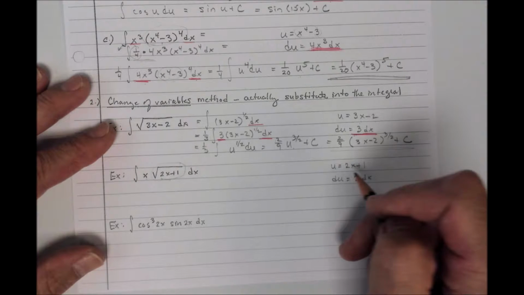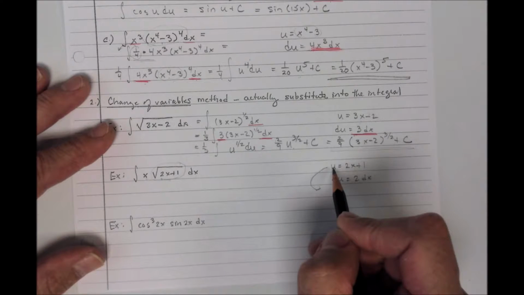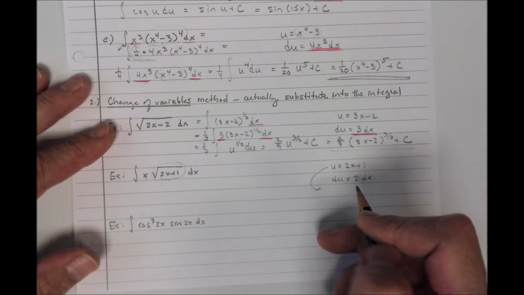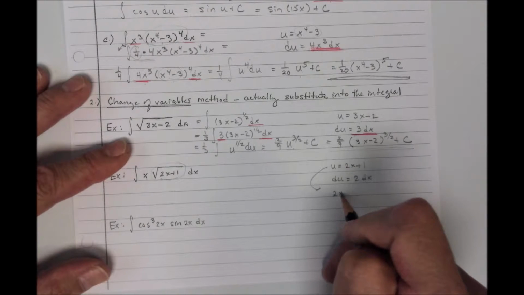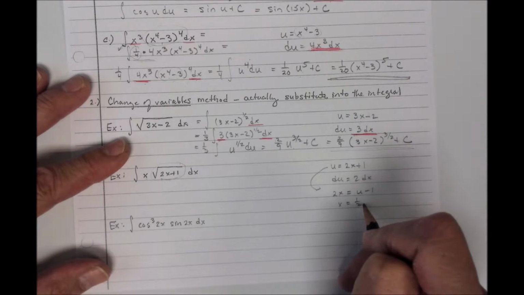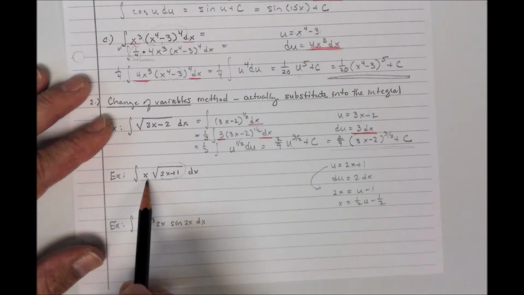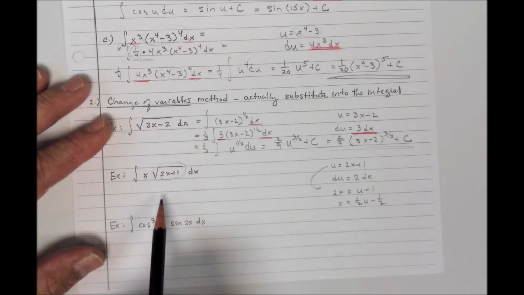So I take this guy here, and I solve for x. U equals 2x plus 1, subtract 1. I get 2x equals u minus 1. Divide by 2, I get x equals 1/2 u minus 1/2. I can plug in and get this all in terms of u if I'm careful here.